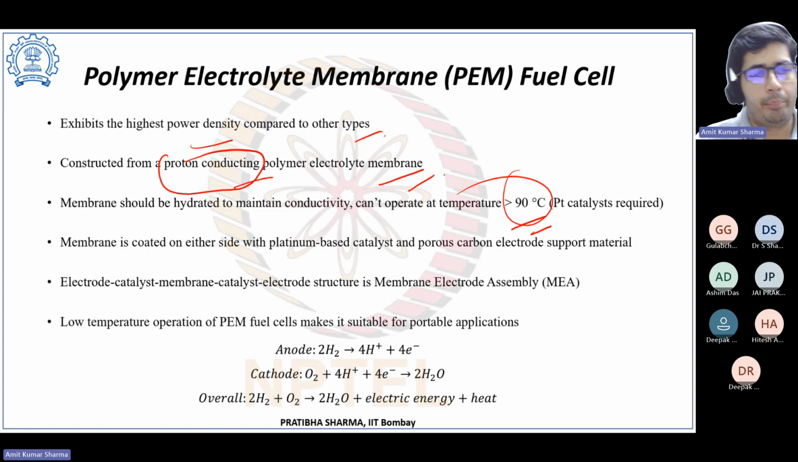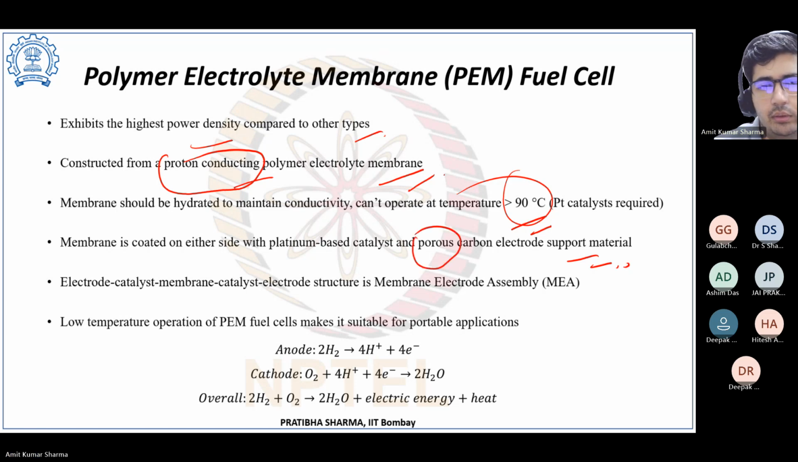Limitation: the membrane is coated on either side with platinum based catalyst and porous carbon electrode support material. So we have porous carbon. Why porous? So that the hydrogen can disperse all over the anode. The electrode, catalyst, membrane, catalyst, electrode structure is the membrane electrode assembly, MEA. It's called MEA.